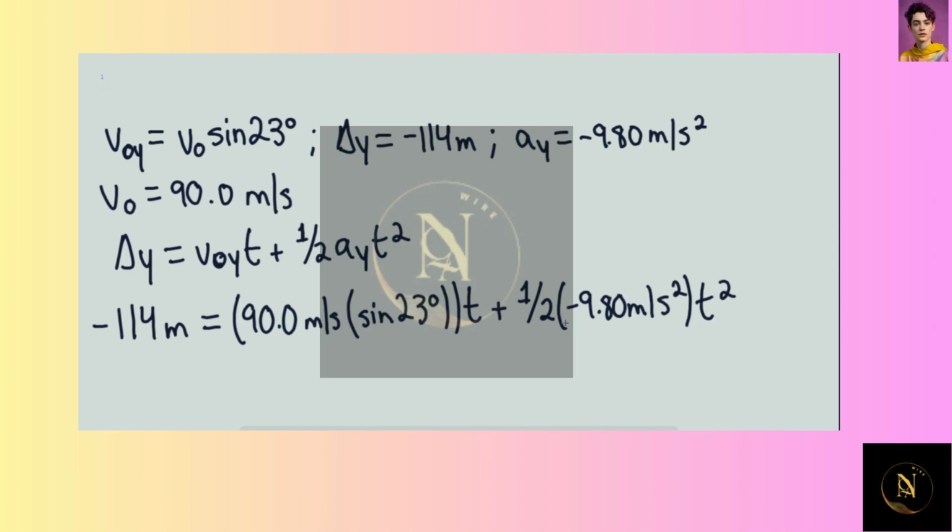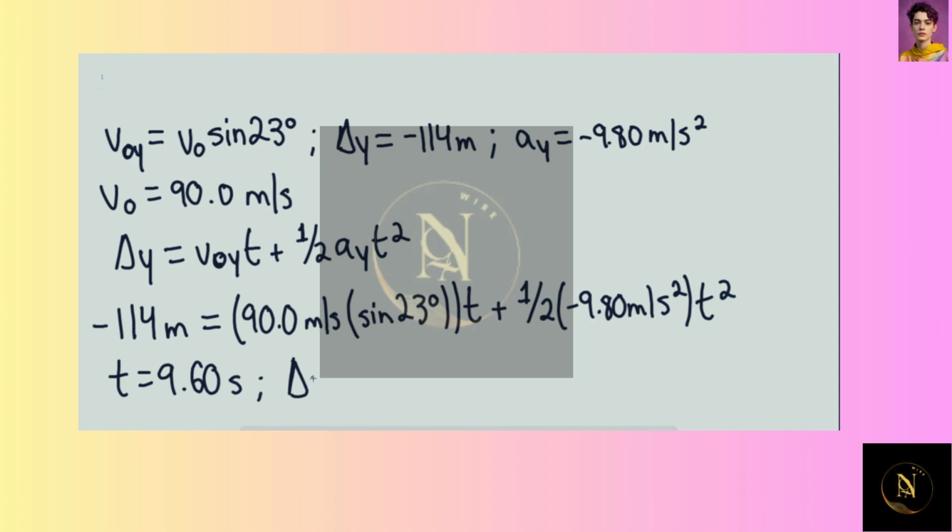This is essentially a quadratic equation. You can use the quadratic formula. Because it's quite convoluted, though, we can simply use the solve function in your TI-84, 85, or TI-89 in order to solve for t. And after using that solve function, we arrive at t equaling 9.60 seconds.